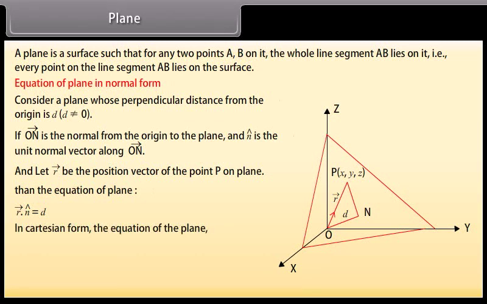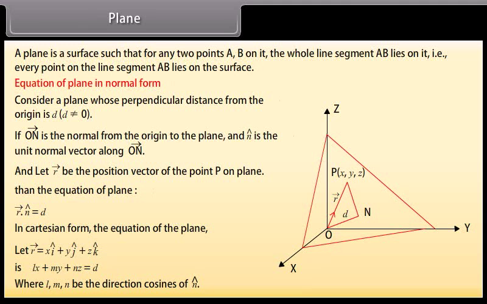In Cartesian form, the equation of the plane, let vector r equals x i cap plus y j cap plus z k cap, is lx plus my plus nz equals d, where l, m, n are the direction cosines of n cap.